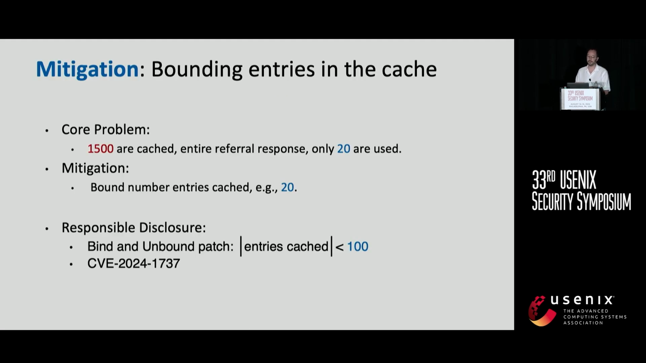So for mitigation, the core problem we can see is that 1,500 entries are saved in the cache and flush the cache, but only 20 are used. So we suggest keeping only 20 in the cache. We did a responsible disclosure with BIND and Unbound, and they have now fixed and patched this vulnerability, and for the entries of the cache, they decided to limit it to 100.